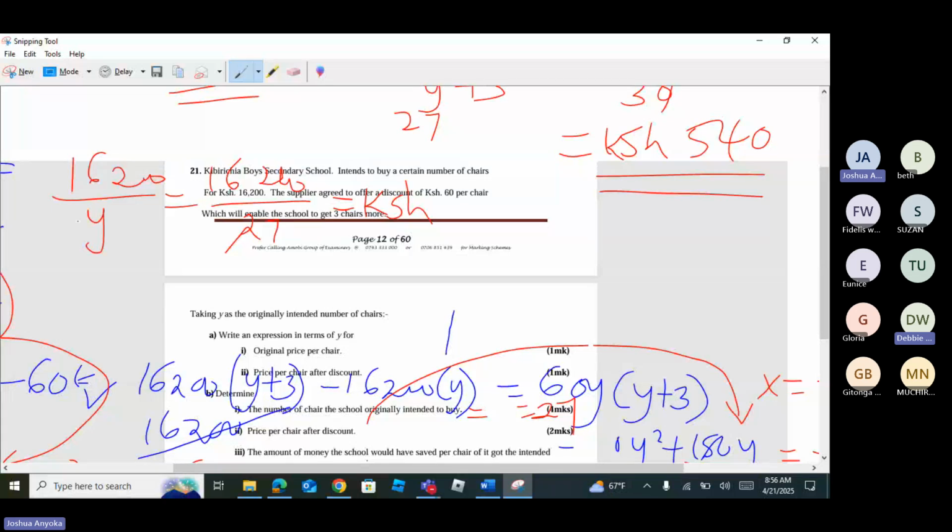Why are we saying y is 27 and for the other one we used 30? Okay, a minute. Why are we using 27? Okay, let's get back. We can get the idea from here.